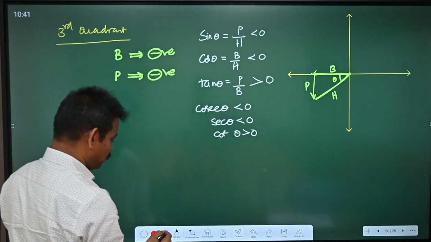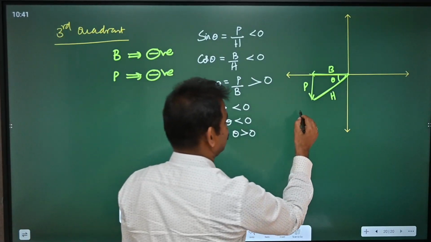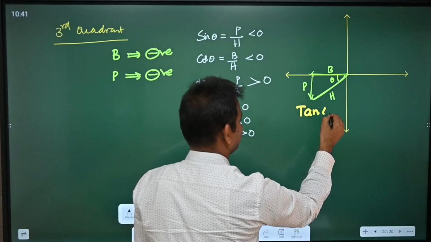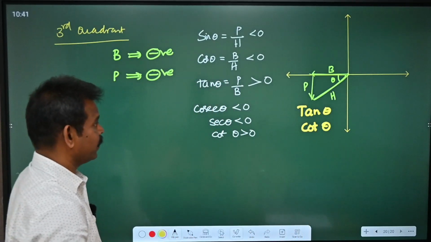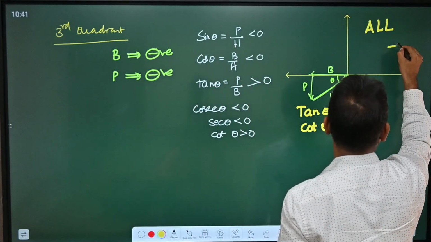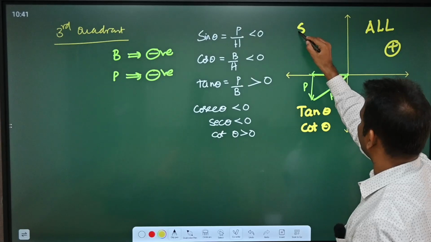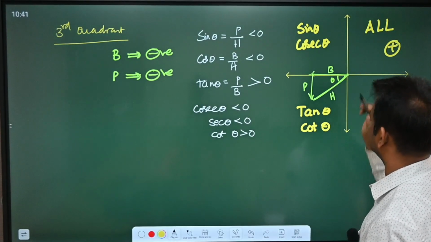So in the third quadrant, what are positive values? In the third quadrant, tan theta and cot theta are positive. In the first quadrant, all trigonometric ratios are positive. Here sin theta and its reciprocal cosecant theta are positive.